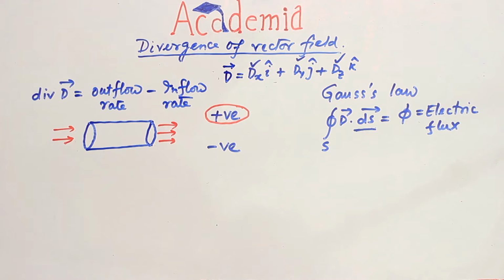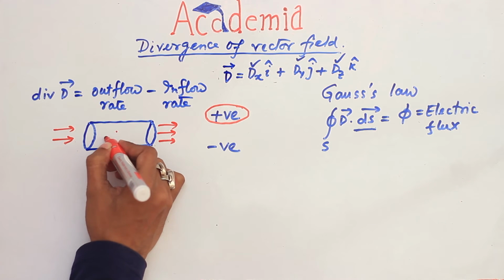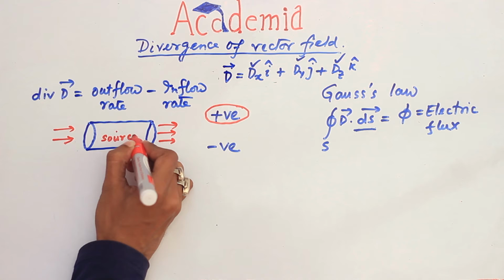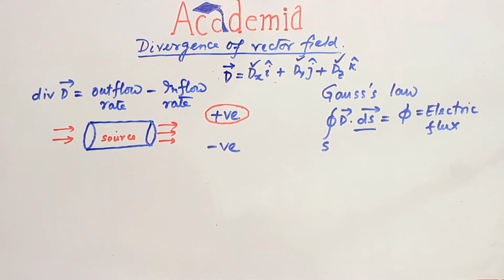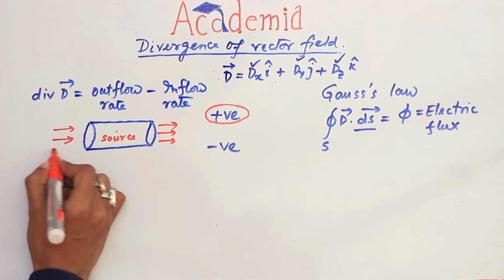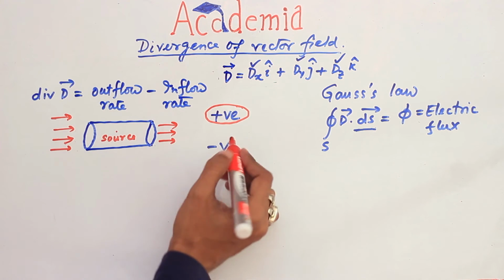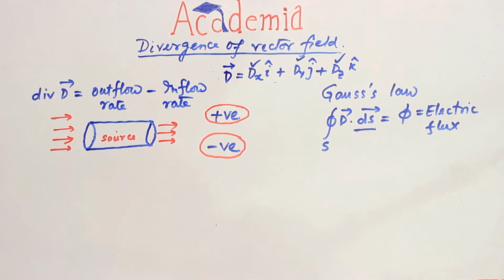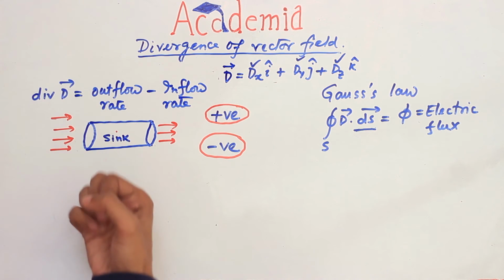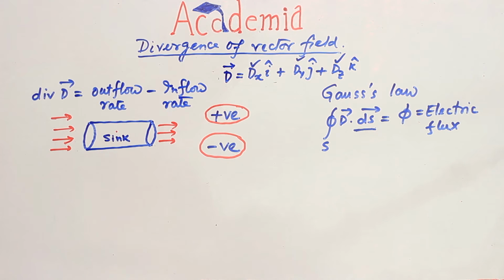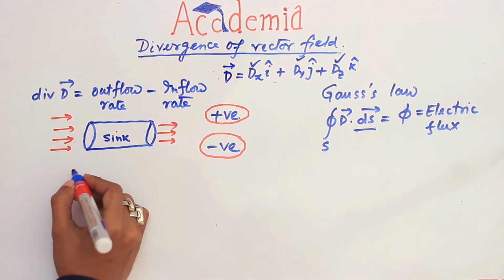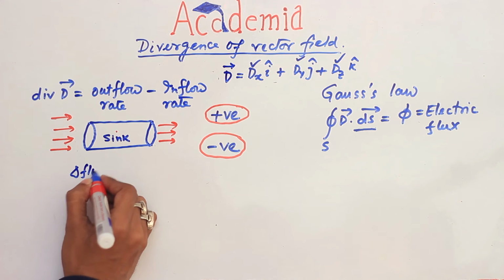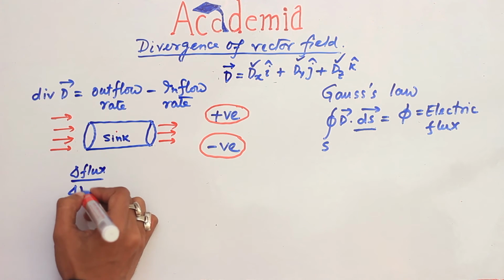There must be some source of flux or water inside this pipe, which is adding to the quantity that enters the pipe. If water or flux coming out of the pipe is less than what was entering, then some amount of water or flux is getting absorbed within this pipe. That means there must be some sink within it, which absorbs or reduces the water or flux entering the pipe. So divergence basically measures the net rate of change of flux through it.